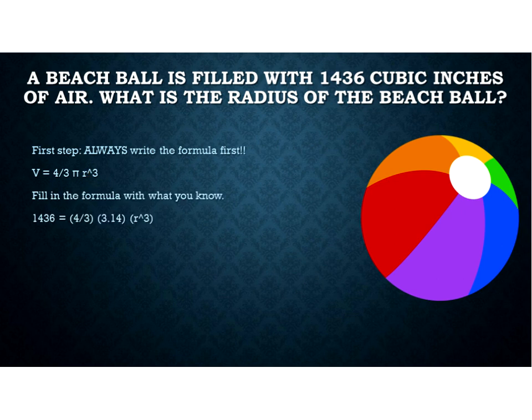So we filled in all of these things. Next, our step is going to be to multiply these two numbers together. 4 thirds times 3.14. To get that, we're going to multiply 4 by 3.14, and then we're going to divide it by 3. And then our final answer is 4.187.